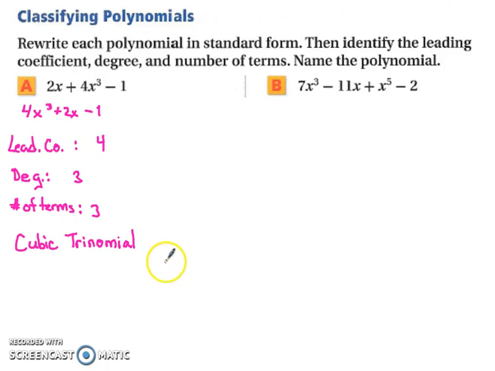Take a moment and pause the video and try to do B on your own. When you return to the video, the answer will be revealed.